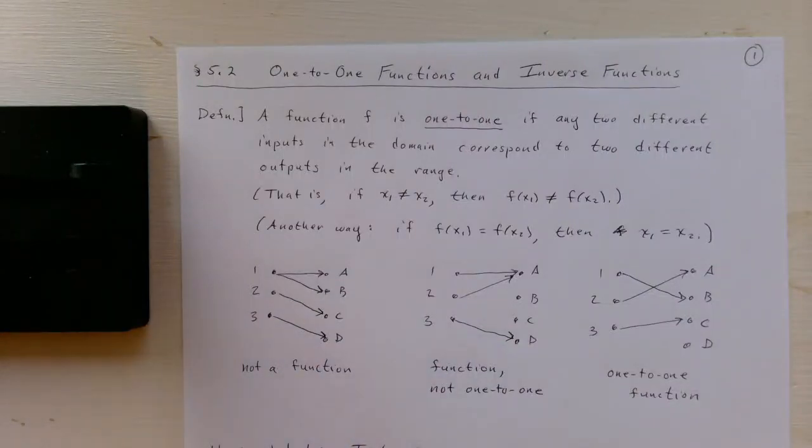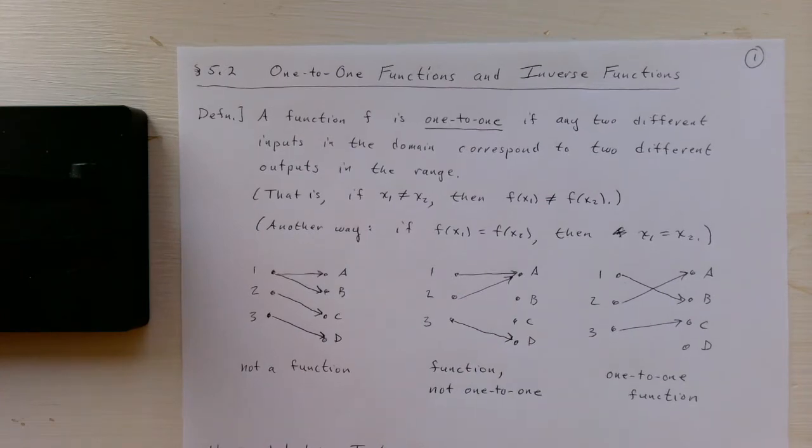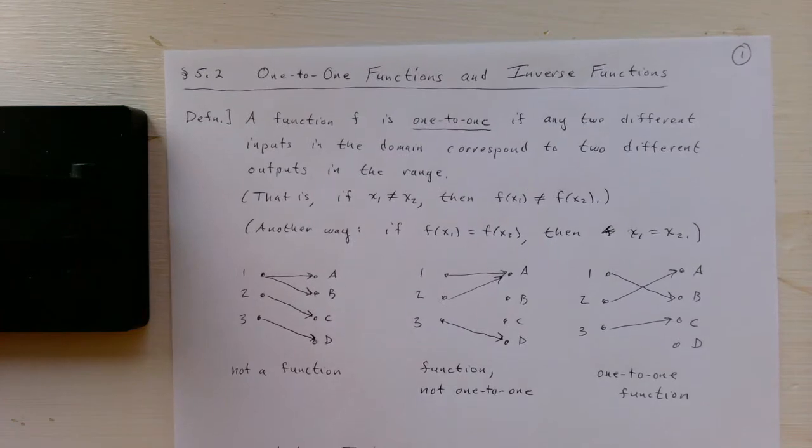New topic now. So we've gone from talking about composition of functions, and now we're going to talk about a very special type of function which will have a special property when it comes to composition. And these are one-to-one functions.